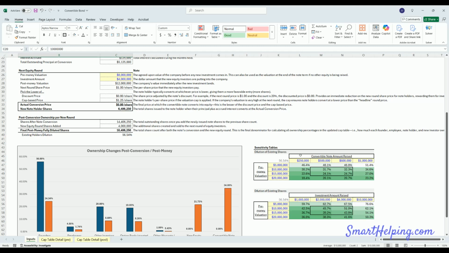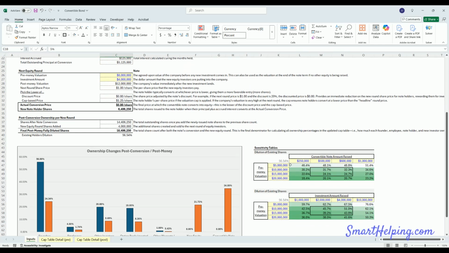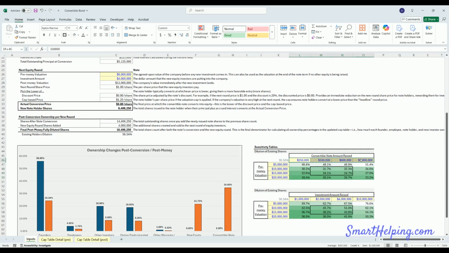I was going to sensitize the conversion discount, but it really didn't make a huge difference. Same with the interest rate. So these are the most important variables I could pick out.